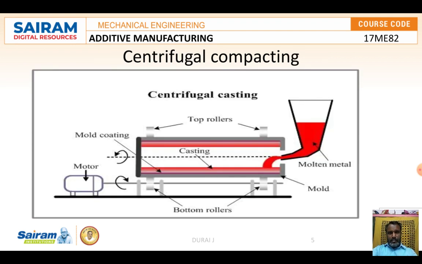Then comes centrifugal compacting. The diagram is shown over here. There are rollers, a mold casting, and a mortar on molten metal, which will be placed over here. The mold is available here.